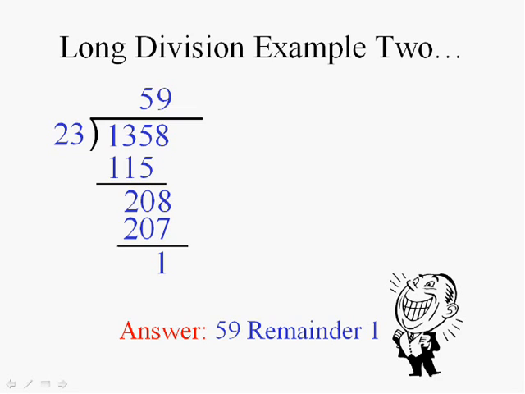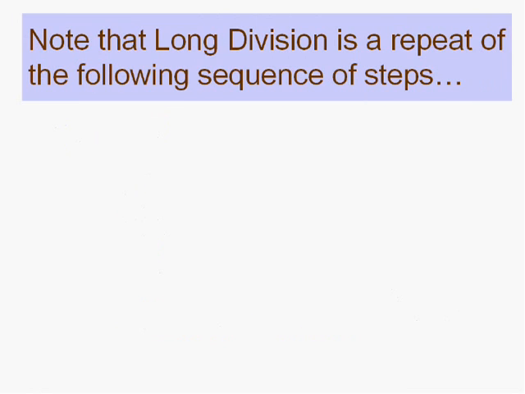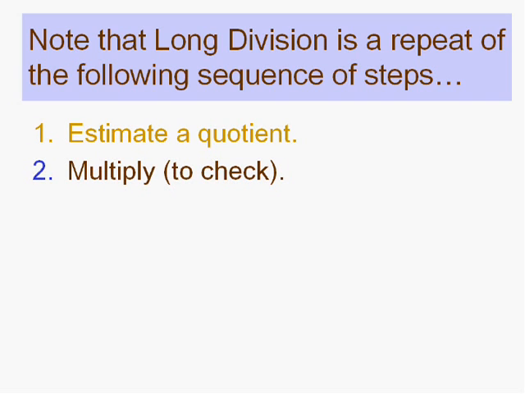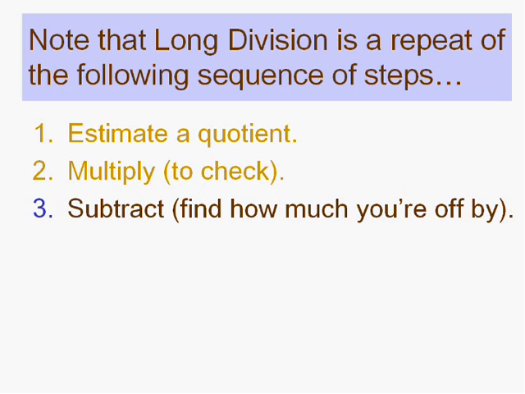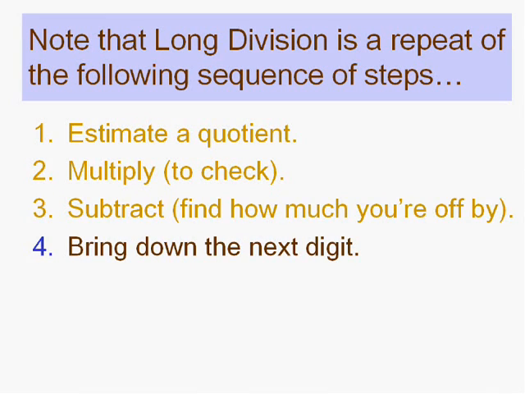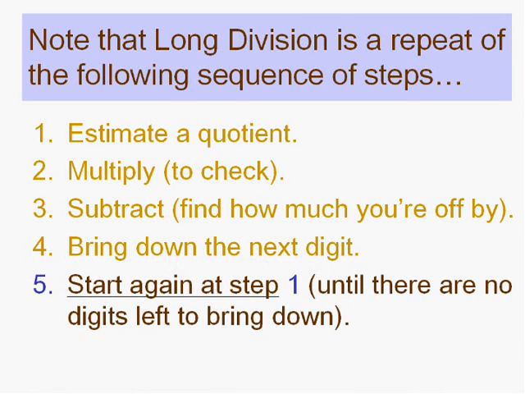Let's remember the steps again. Long division is a repeat of the following sequence. You're going to estimate or make a guess of the answer, the quotient, then multiply, then subtract to see what you're off by, then bring down the next digit. And you keep going through those 4, starting again at step 1 all the way through step 4 until you don't have a next digit. And then whatever's on the bottom is your remainder.